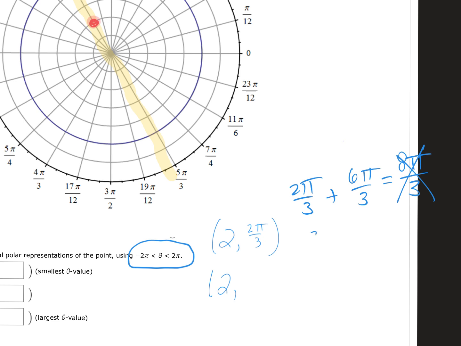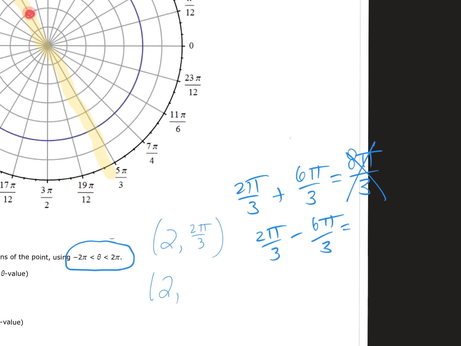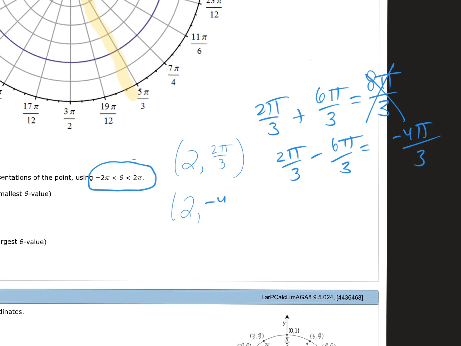What if I subtract? What if I say 2 pi over 3 minus 6 pi over 3? What does that give me? Negative 4 pi over 3. Does that one work? Is that between negative 2 pi and 0? Yes, so this is another way that I could name this point. Perfect.